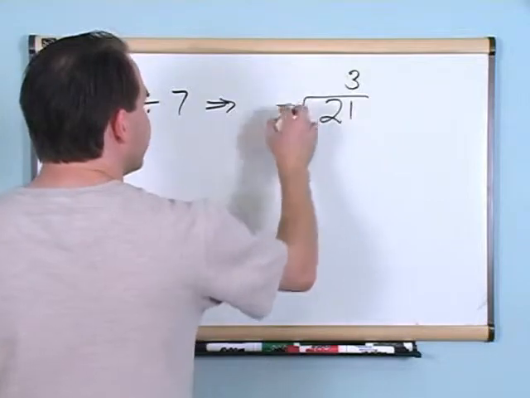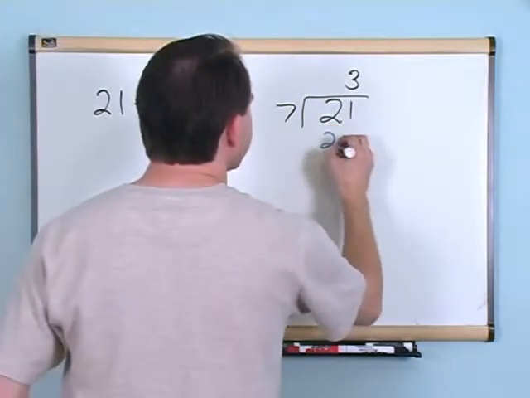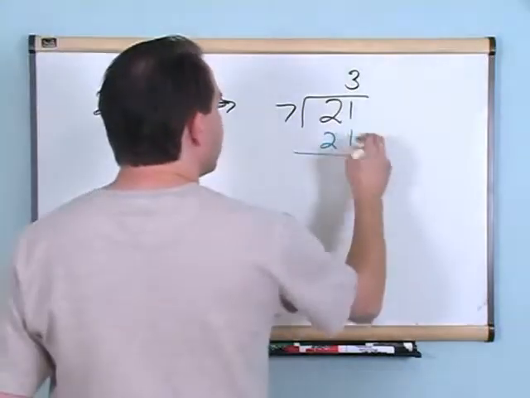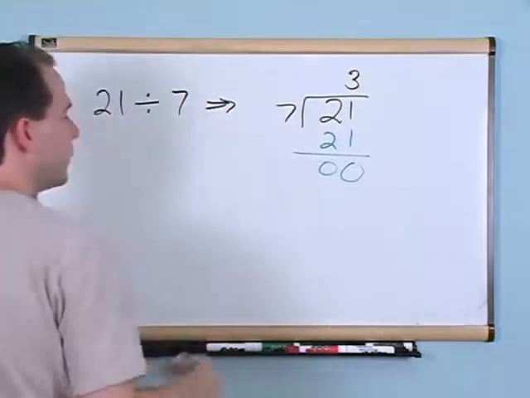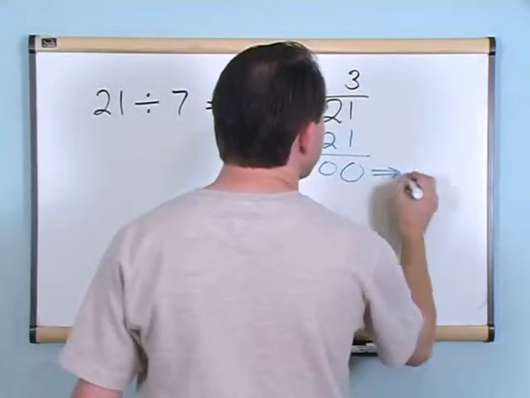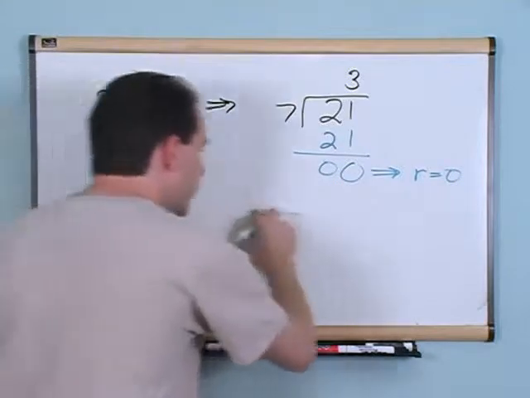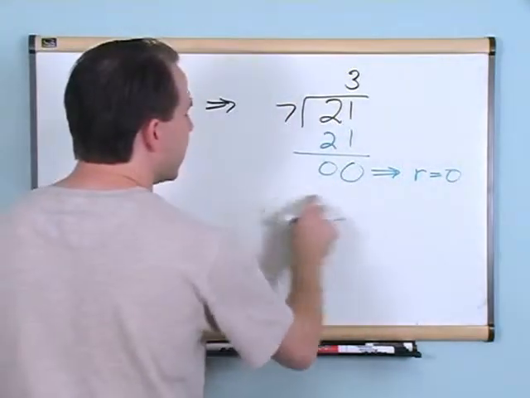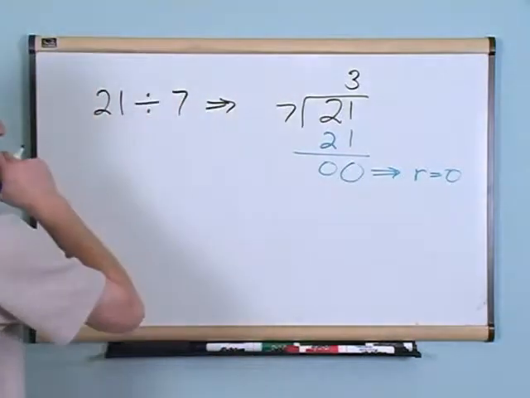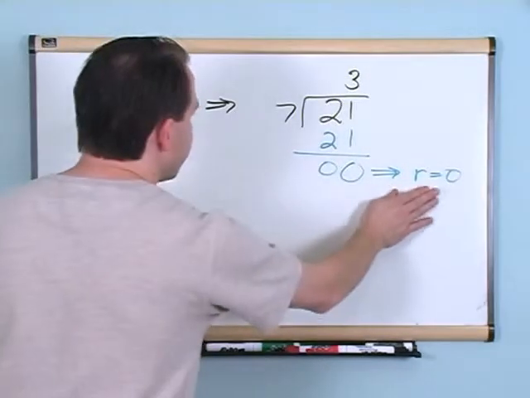3 times 7 is going to give us 21, and I'm going to write it down here. 21 minus 21 gives us 0. So there's a big fat 0. What this means is the remainder is 0. If I were to write 21 circles out and divide by 7, then I would have 3 groups there, and there would be no balls left over because I'm able to divide evenly. There's no remainder.